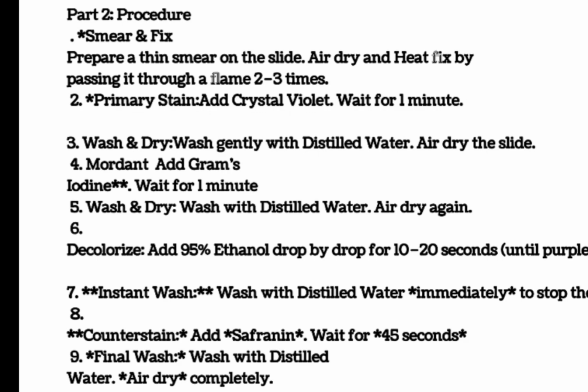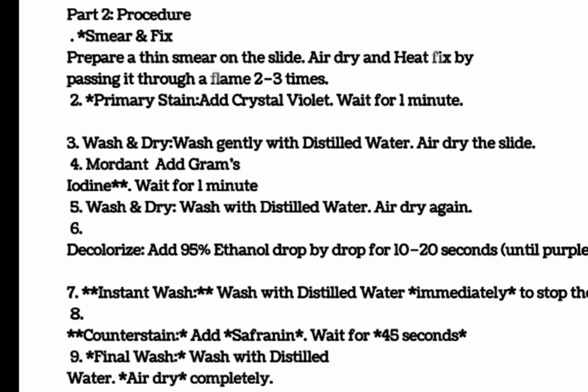Procedure, step by step. 1. Smear and fix. Prepare a thin smear on the slide. Air dry and heat fix by passing it through a flame 2-3 times. 2. Primary stain. Add crystal violet. Wait for 1 minute. 3. Wash and dry. Wash gently with distilled water. Air dry the slide.